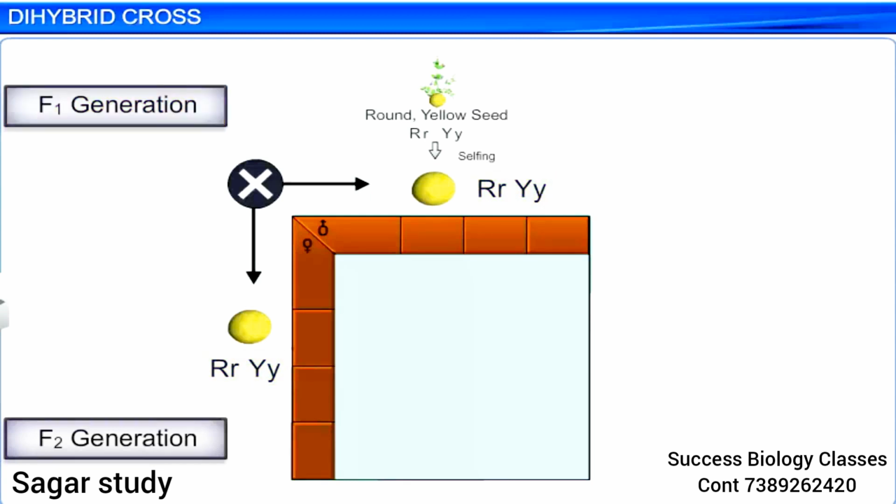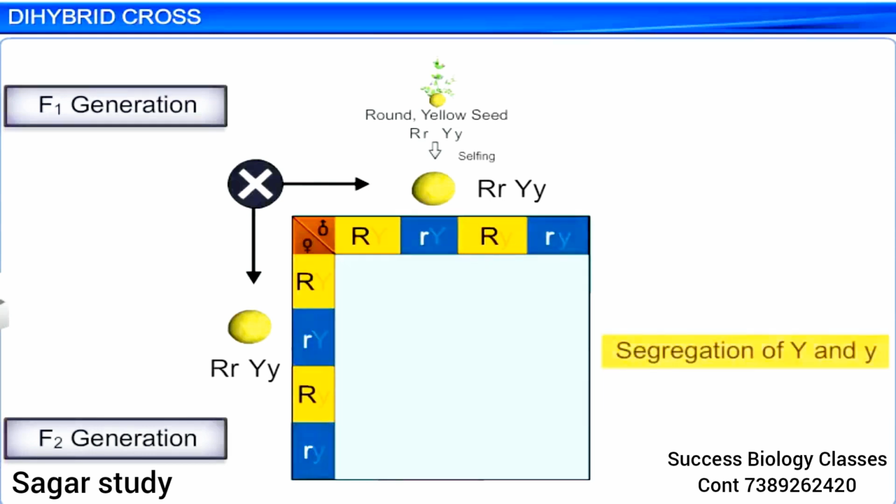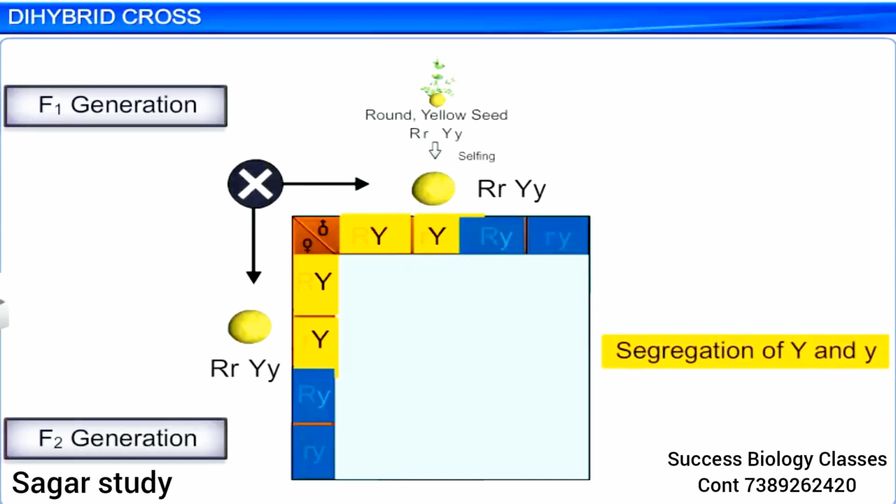Now let's consider the segregation of one pair of genes, R and r. Here, 50% of the gametes have the R gene, and the remaining 50% have the r gene. Now, apart from each gamete having either R or r, it must also have either Y or y. Here, it is important to note that the segregation of 50% R and 50% r is different from the segregation of 50% Y and 50% y.